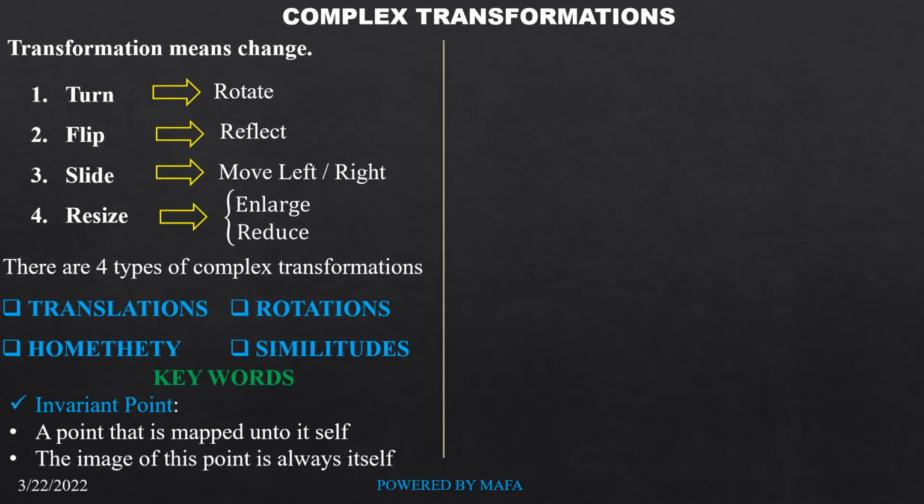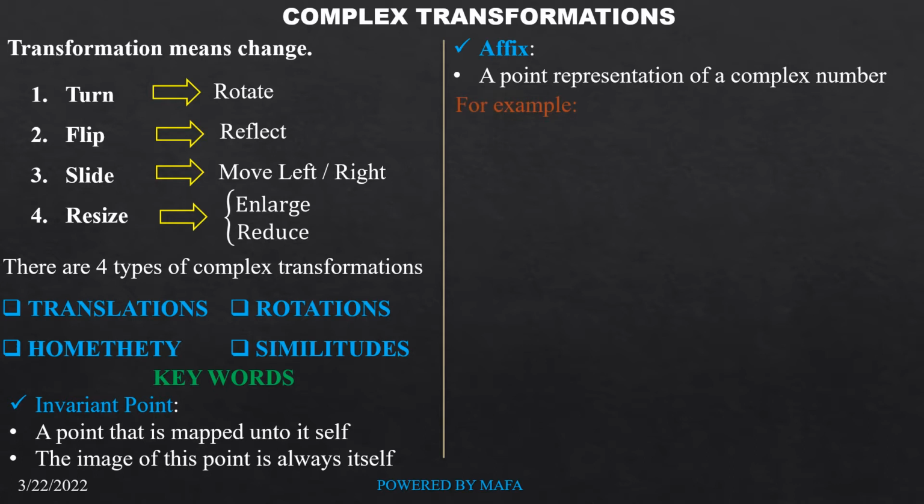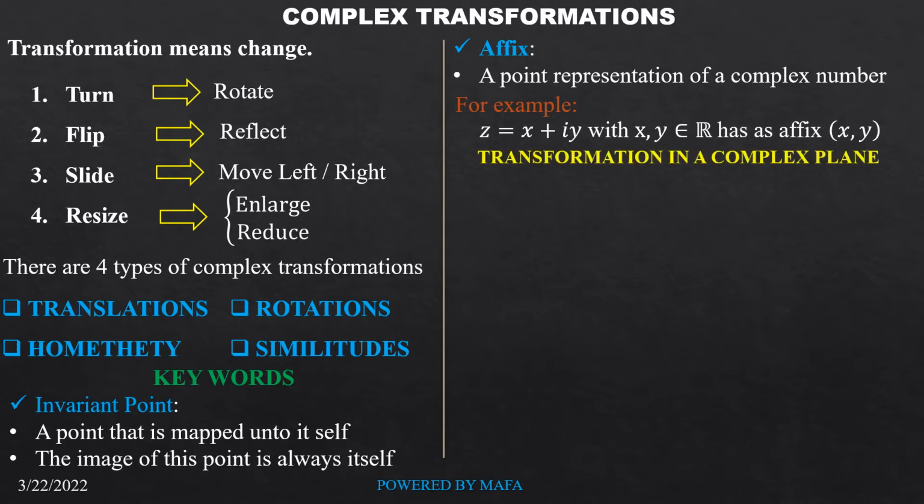So we can see that the image of this point always remains the same as the point. Now the next keyword is the affix. This affix is always referred to as the affix of a complex number. So the affix of a complex number is simply a point representation of that complex number. For example, if we have a complex number z is equal to x plus iy, where x and y are real numbers, then its affix is the point (x, y).